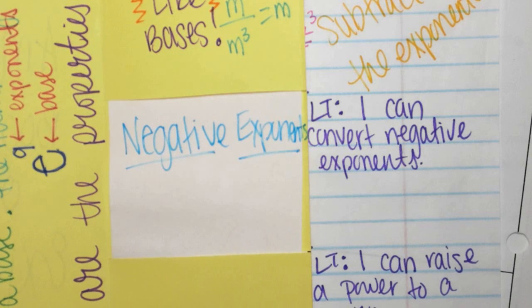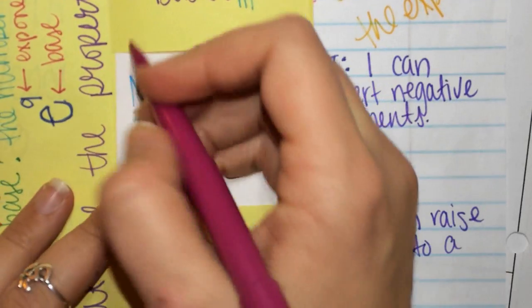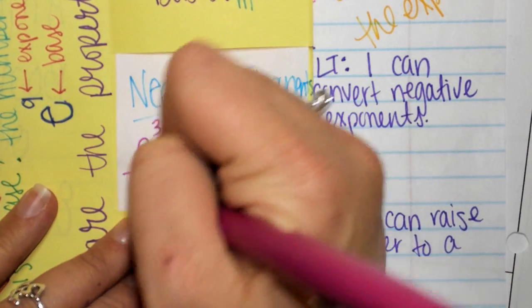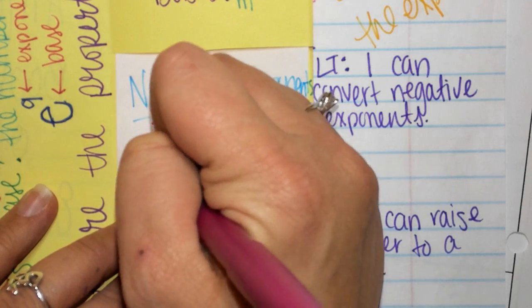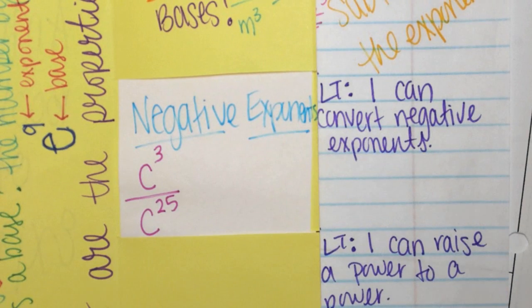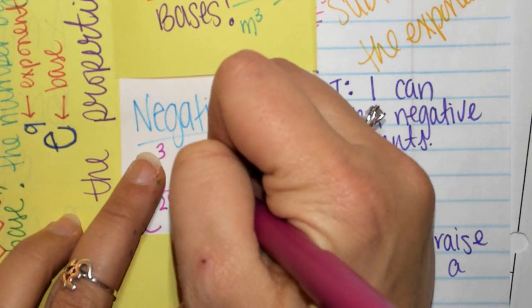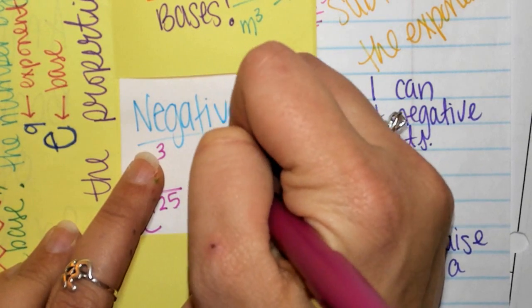Are we ready? Okay, so I'm going to use C for cotato, and I'm going to say C cubed divided by C to the 25th power. All right, are we dividing like bases, multiplying like bases? Dividing. So what do we do to the exponents? What is 3 minus 25? Negative 22. So that would be C to the negative 22.